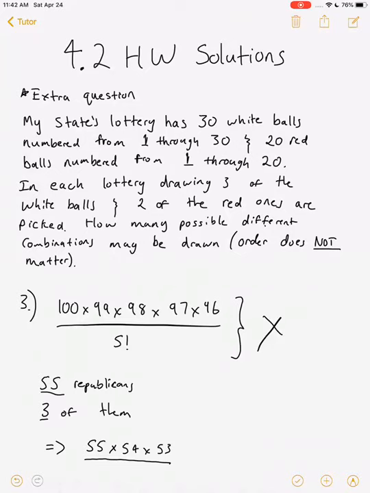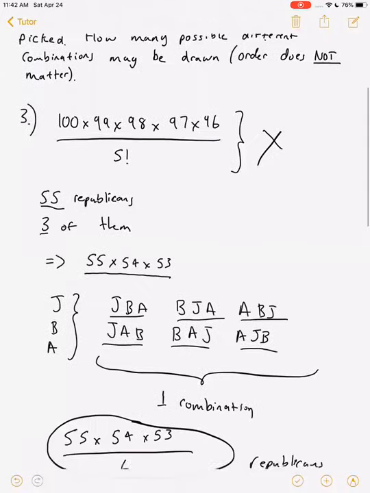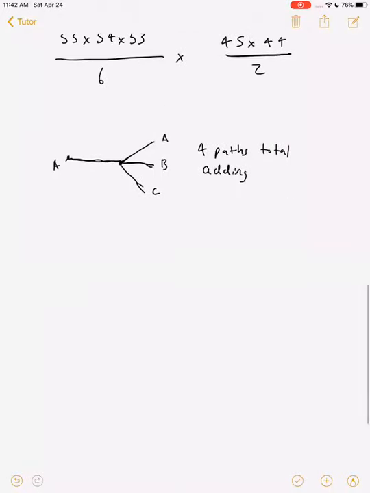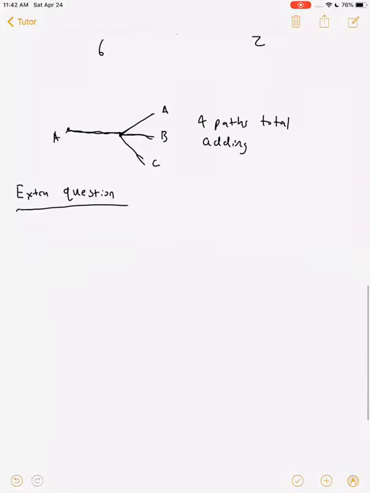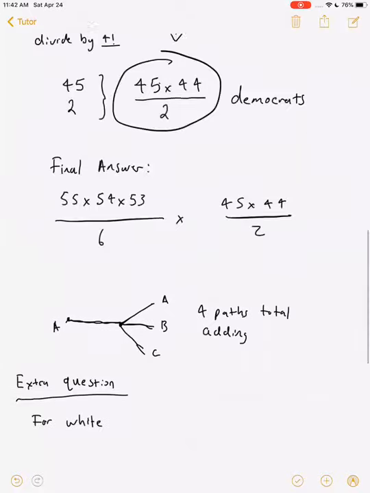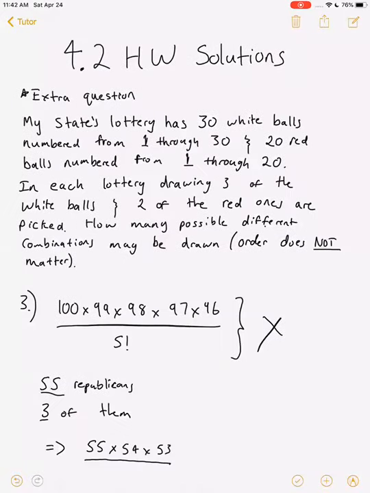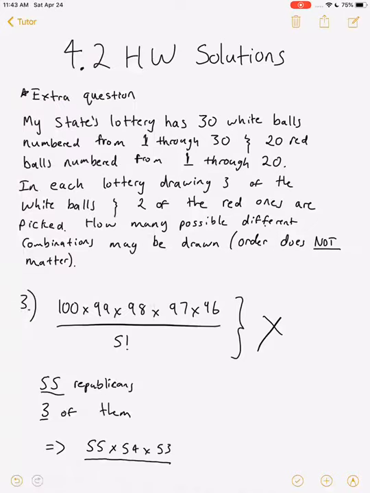So for the white ball, we use 30 times 29 times 28 divided by 6. Okay. Why do you say 6? Yes, perfect. And the red ones are 20 times 19 divided by 2. Perfect. Okay, and times them together. Okay, perfect.